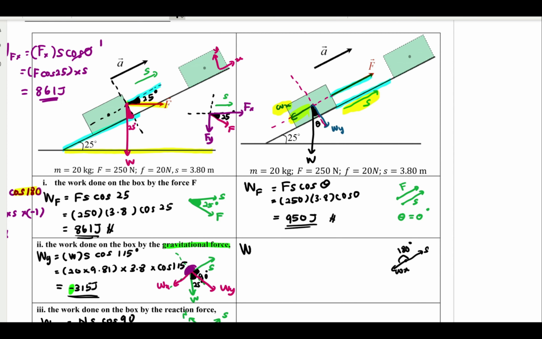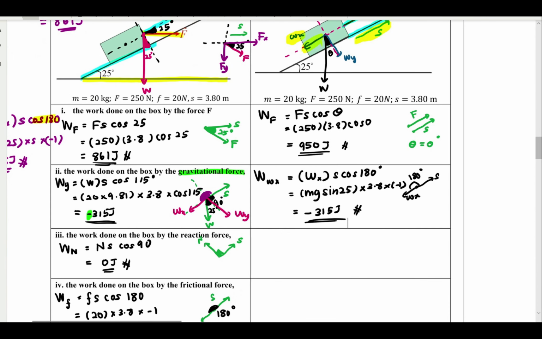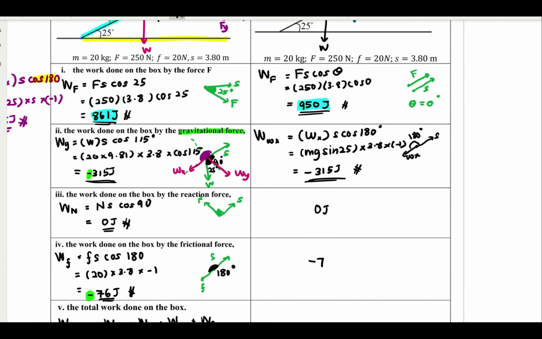Tapi W ini samalah. Sini mesti WX equal to, here the force we must choose WX. Cos 180 degree. Okay, WX kita adalah mg sin 25. S 3.8 times -1. So, you akan dapat nilai sama -315 joule. Okay, tak percaya, cuba substitute nilai dia dan tekan kalkulator dan tolong check. Okay, jadi kalau kita perhatikan, hanya work done by the external force F saja berbeza. Okay, kalau first part tadi 861, here we have 950. Tapi yang lain mesti sama. Here should be 0 joule. Okay, and here should be -76 joule.